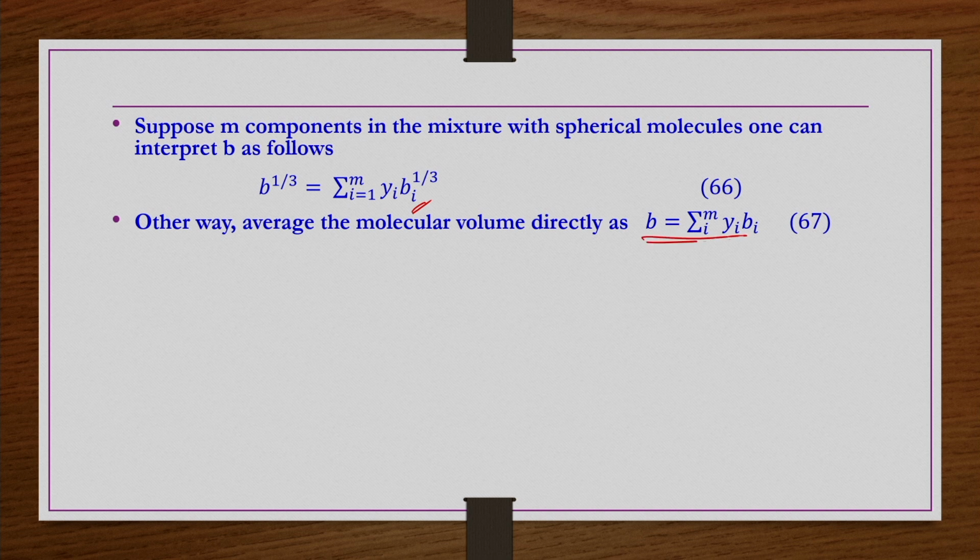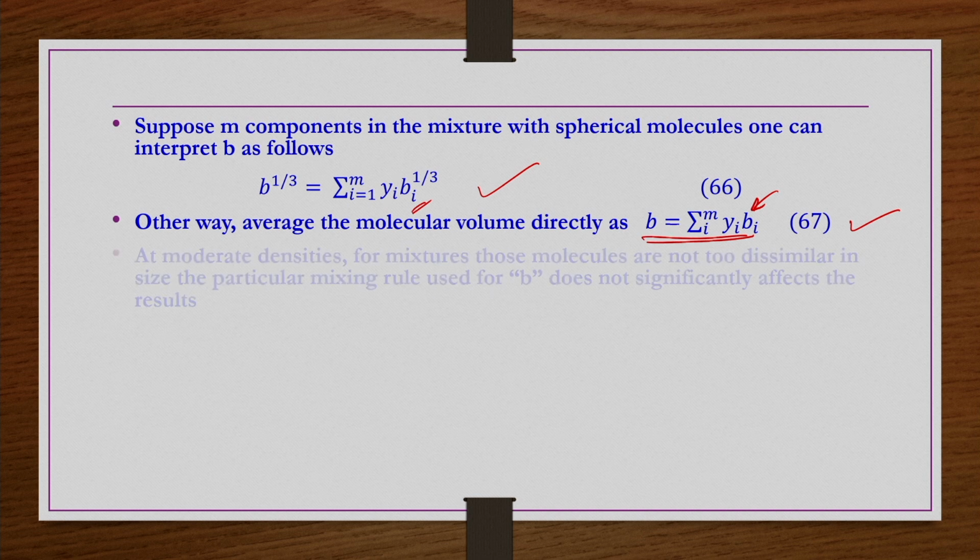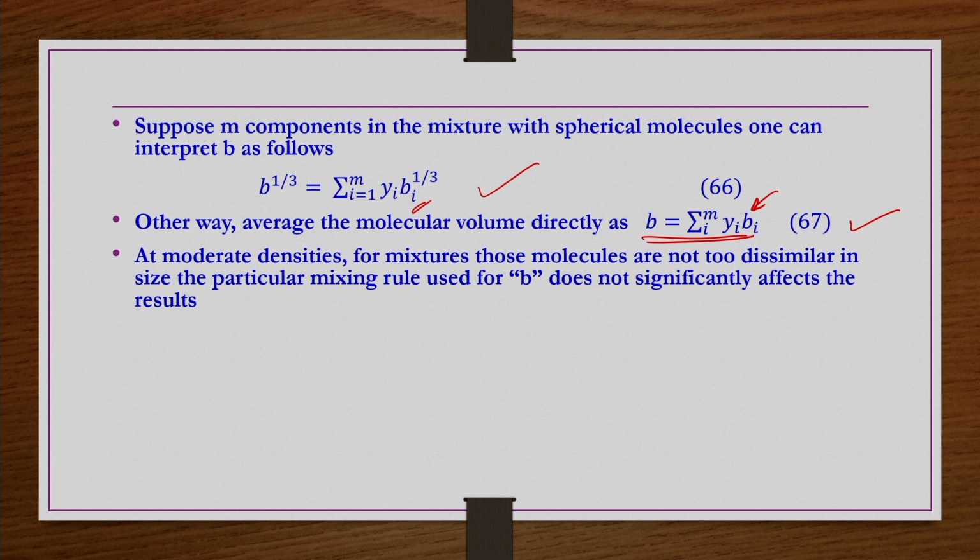There are many other mixing rules. Another mixing rule for B is B equals the sum over i of y_i B_i, where B_i is the constant B for pure component i, and y_i is the composition of component i in the mixture. But it has been found by many studies that whether we use this B expression or the other, the results usually may not be affected much, fugacity calculations especially, at moderate densities. So, we can use either of these two.